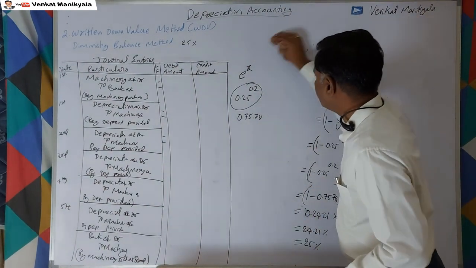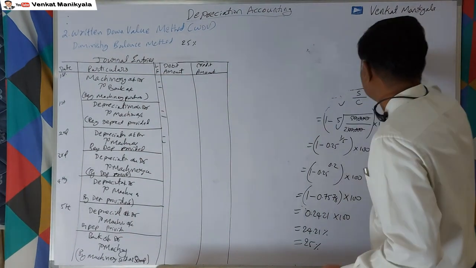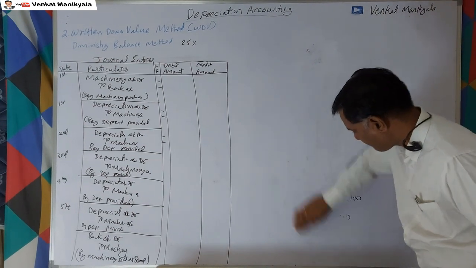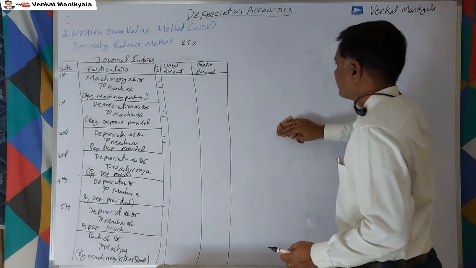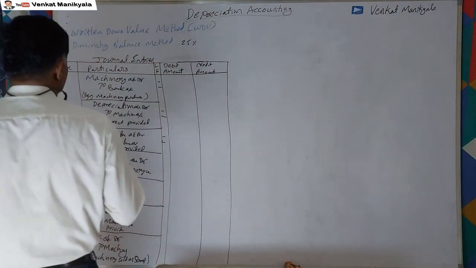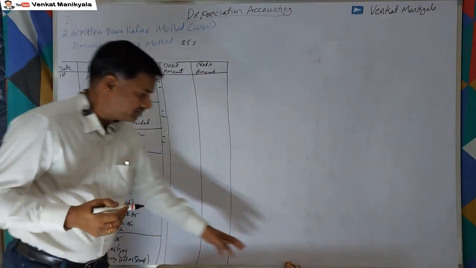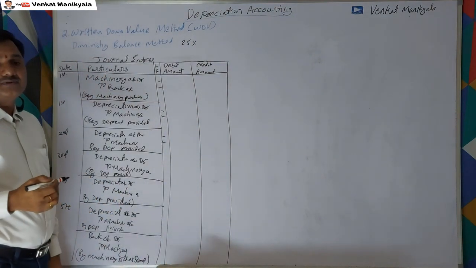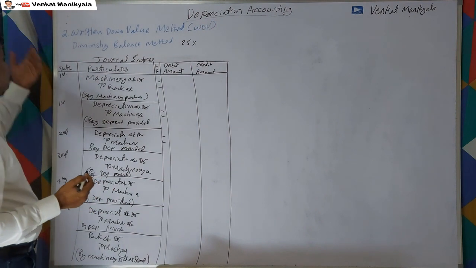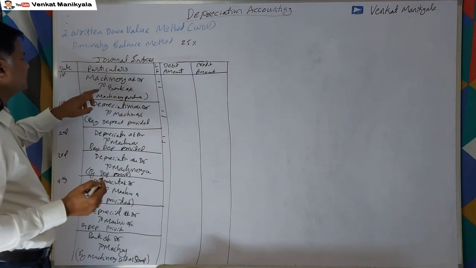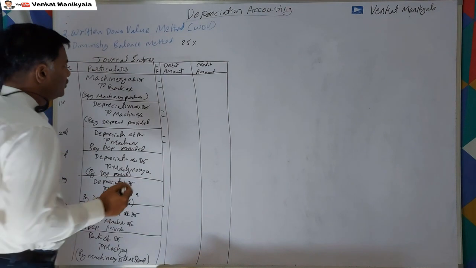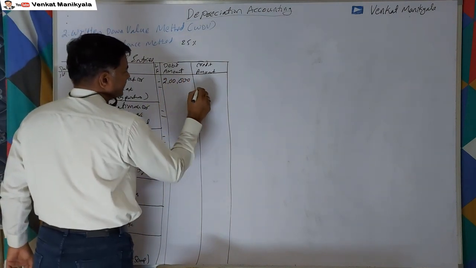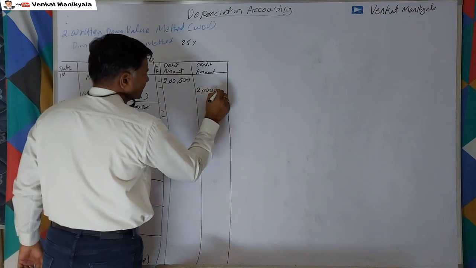So now let us write the journal entries and ledger postings, right? Ledger postings for this. Now the journal entries remain the same, but values change as compared to WDV and SLM methods, right? So the first journal entry in the first year is machinery account to bank account. So machinery purchased for how much? 2 lakhs we purchased, right? 2 lakhs we have purchased.